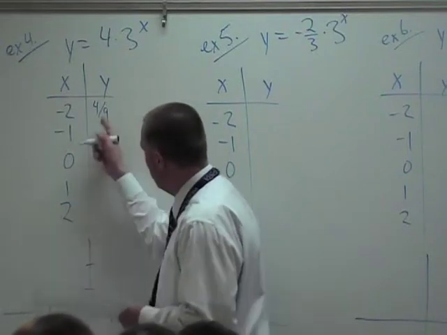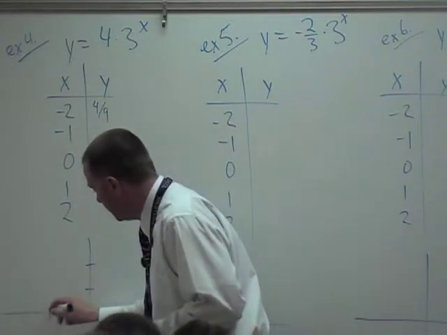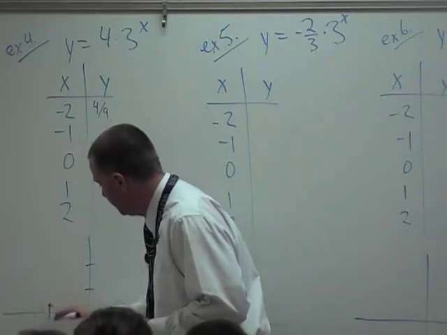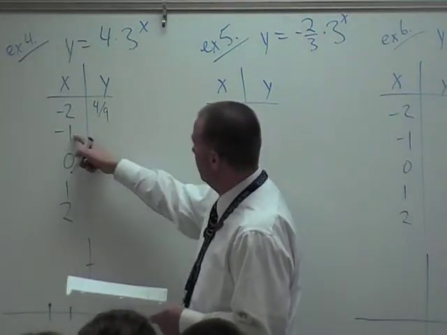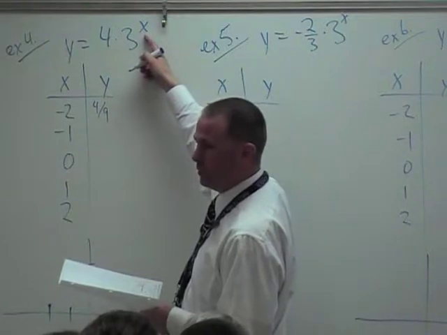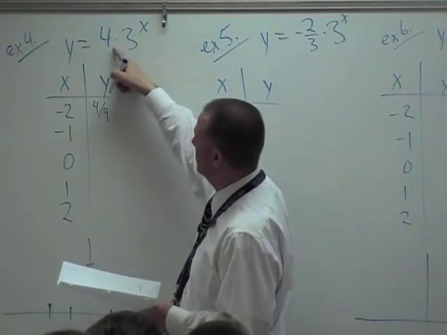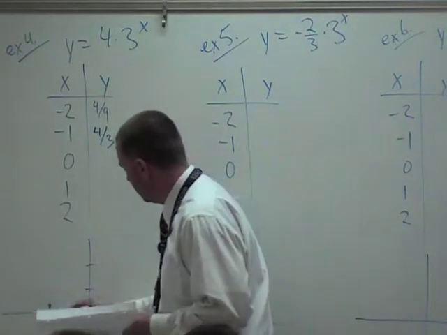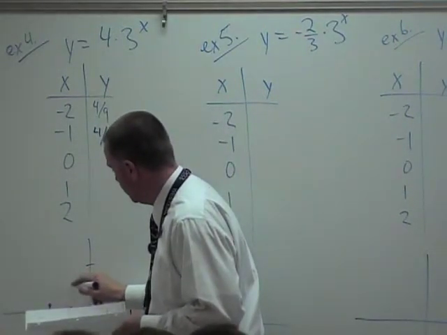When x is negative 2, I have 4 ninths, which is not quite a half. So it's about right there. When x is negative 1, 3 to the negative 1 means 1/3. 4 times 1/3 is 4/3. So 1 and 1/3. Right here.